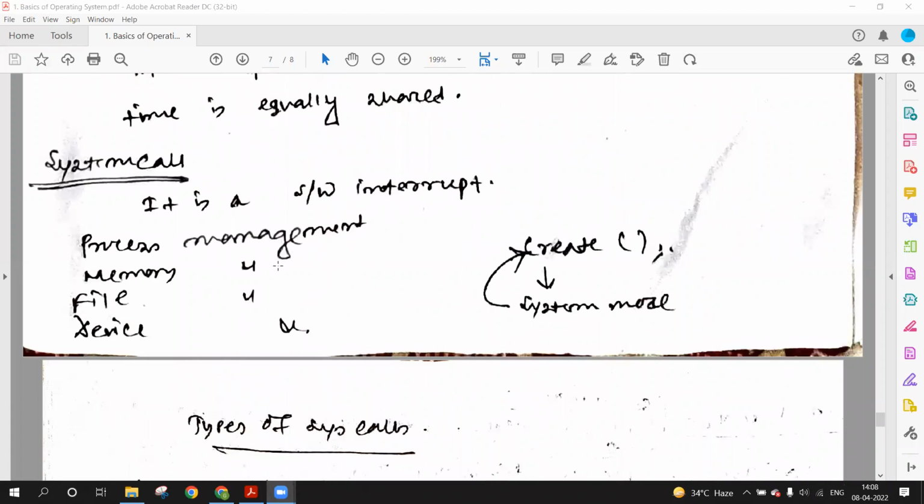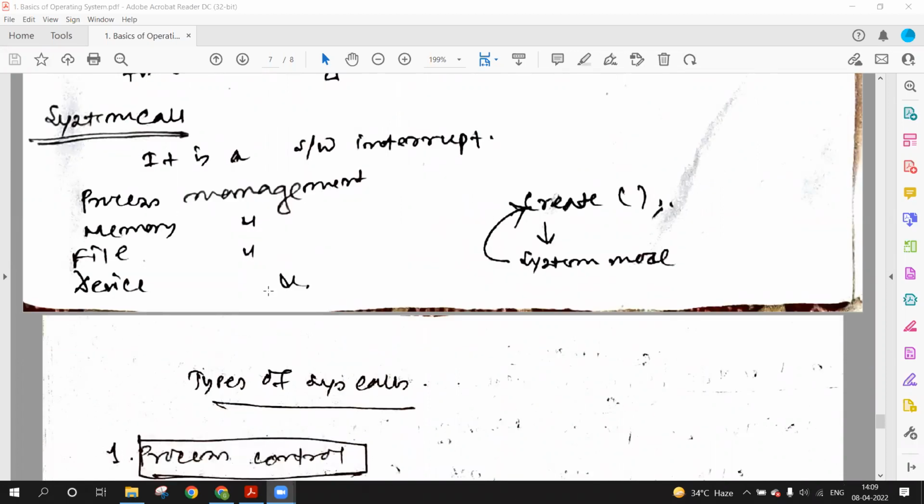Now next is a system call. It is a software interrupt, and there are many types of system calls, like process management, memory management, file management, and device management system calls. For example, a create function goes to system mode, then the system call. This is called a software interrupt.